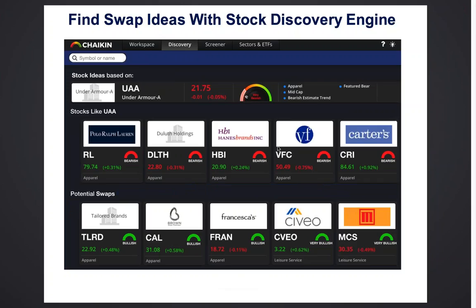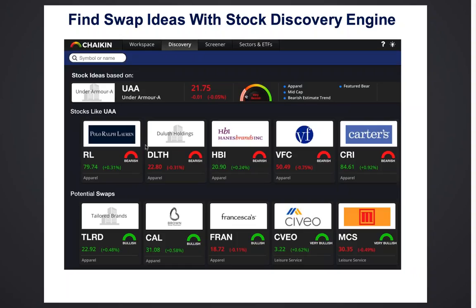So you can do two things with the stock discovery engine. You can find a stock to swap out of by entering the symbol UAA, the new symbol for Under Armour. You get two slices that I'm featuring. There are more, but I'm just featuring these two. Stocks like Under Armour, which means apparel stocks, mid-cap, bearish earnings.